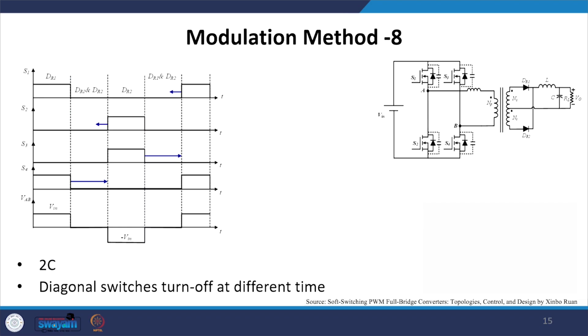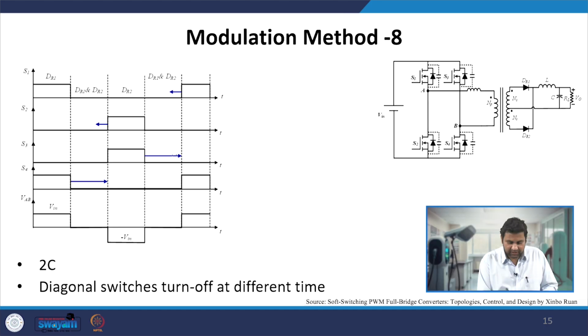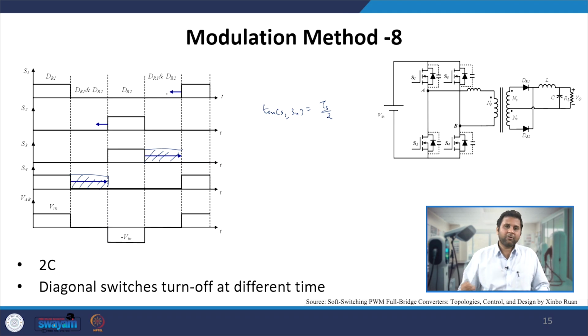Similarly, there is another possibility, which is we are adjusting on the lagging leg side, which comprises S3 and S4. We have increased the turn on period to Ts by 2. We can say T on of S3 and S4 is actually Ts by 2. However, we are adjusting the turn on period of the leading leg by adjusting in the forward direction the rising edge of this turning on period.